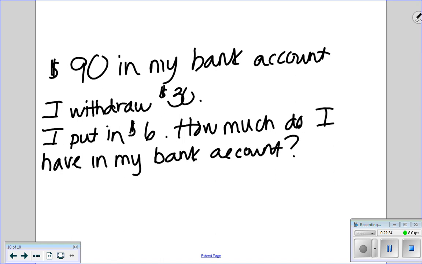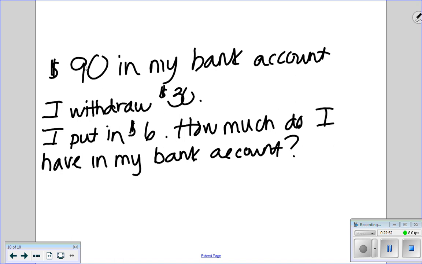Okay. If I asked you this, how would you solve it? What would you do to solve this? I had 90 in my bank account. I withdrew 30. I put in 6. How much do I have in my account? What would you do? Just tell me how you would solve it. I mean, not how we did anything today. Just tell me what we'd do, Maddie.